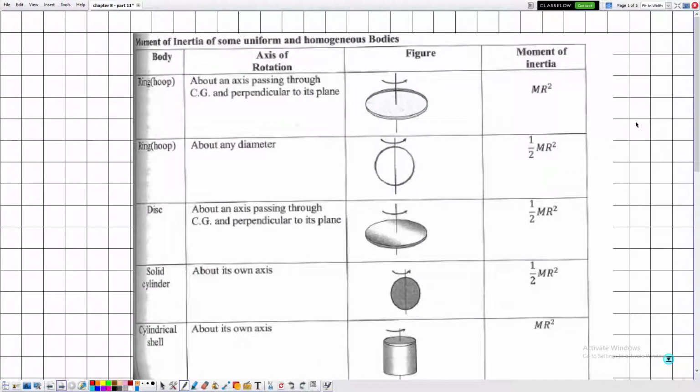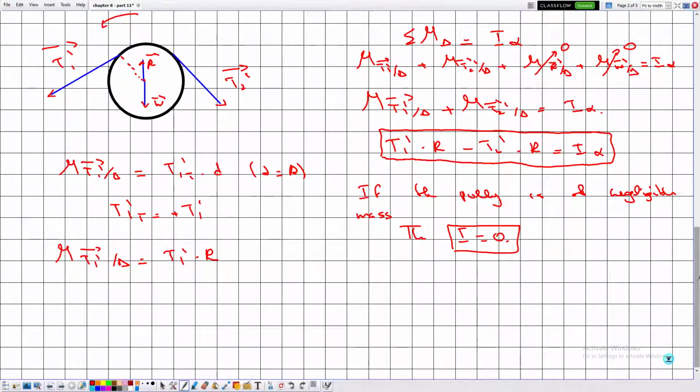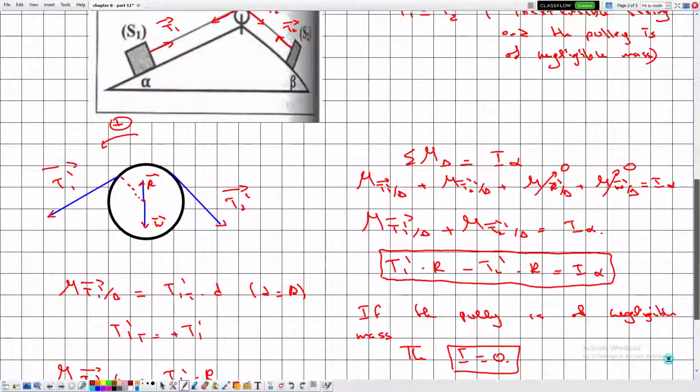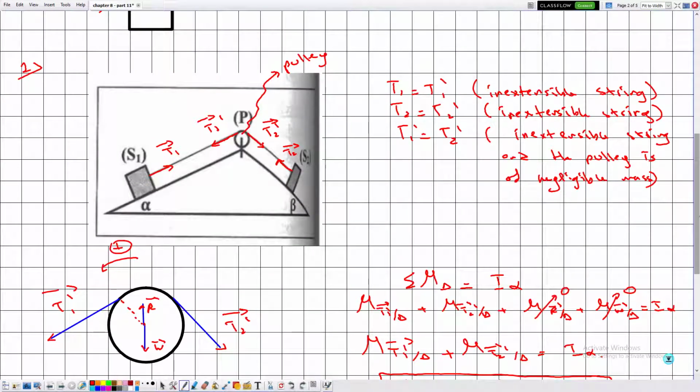So if the object that you are considering is of negligible mass, then the moment of inertia is equal to 0. And this gives us T1 prime multiplied by R minus T2 prime multiplied by R is equal to 0 multiplied by alpha, which is 0. And we can simplify by R, which means that T1 prime is equal to T2 prime. For this reason, whenever the pulley or the object over which the string passes is of negligible mass, the tension will be equal in this case. Otherwise, we cannot say that T1 prime and T2 prime are equal.